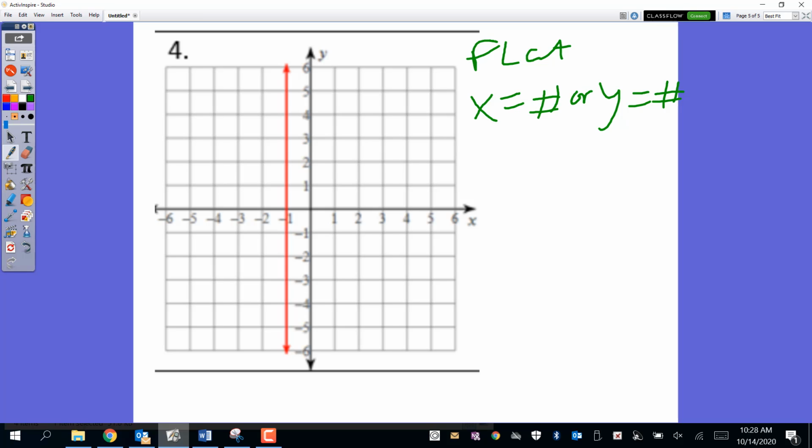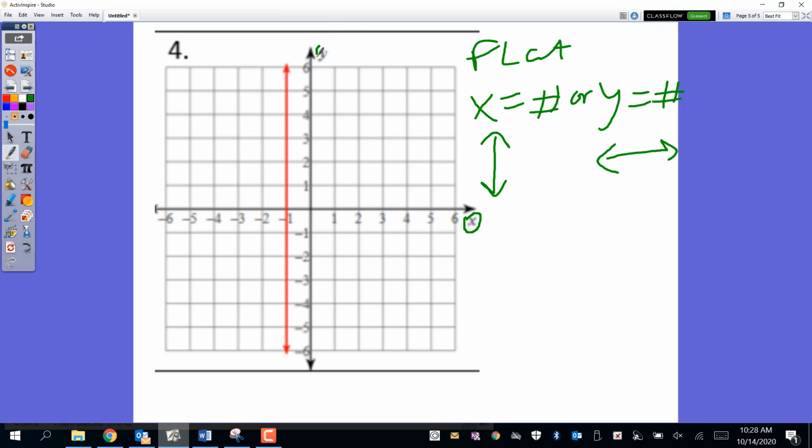It is not both. You've got to pick one. So how do I know which one to pick? Well, you can either remember that x equals is your up down and y equals is side to side. That's what the line looks like. Or you can look at this line right here in the graph. Which axis does it go through? So this is the x-axis right here.